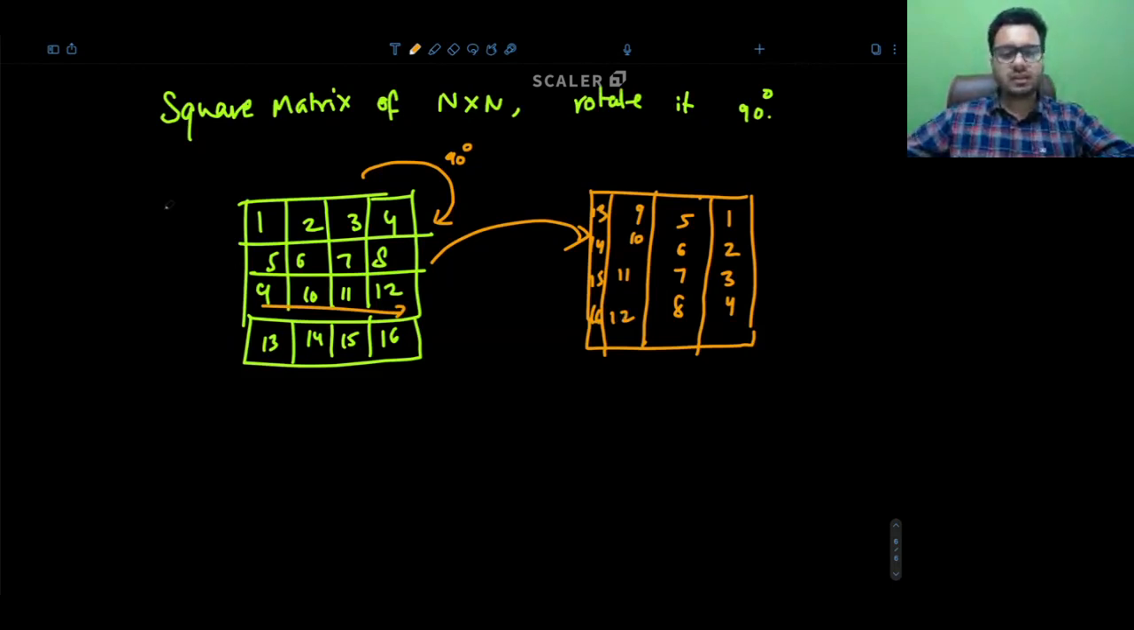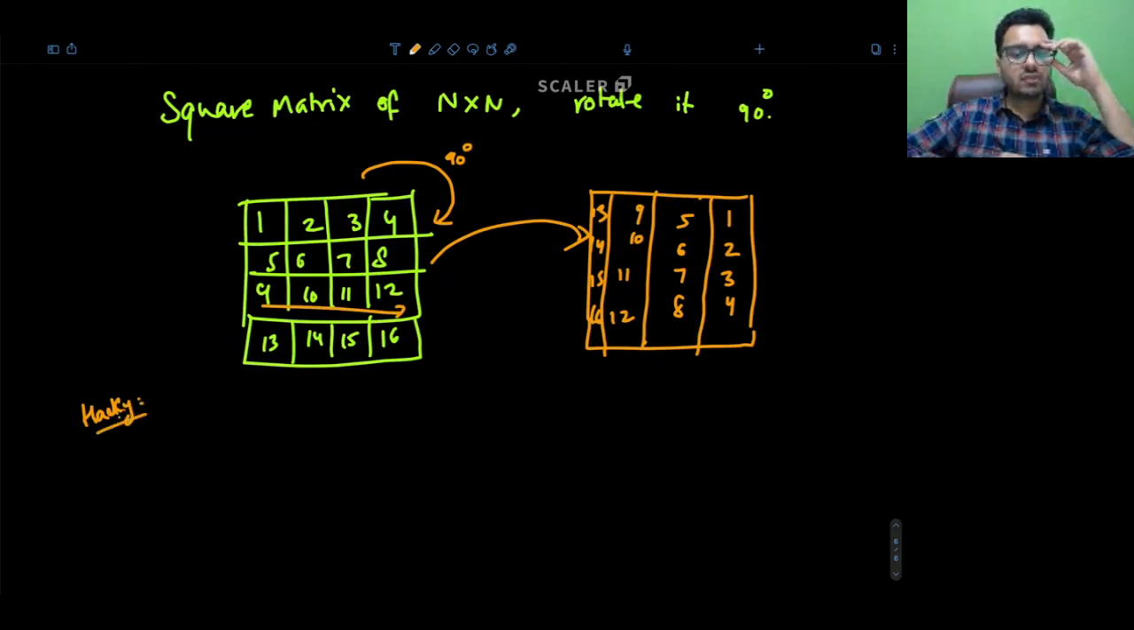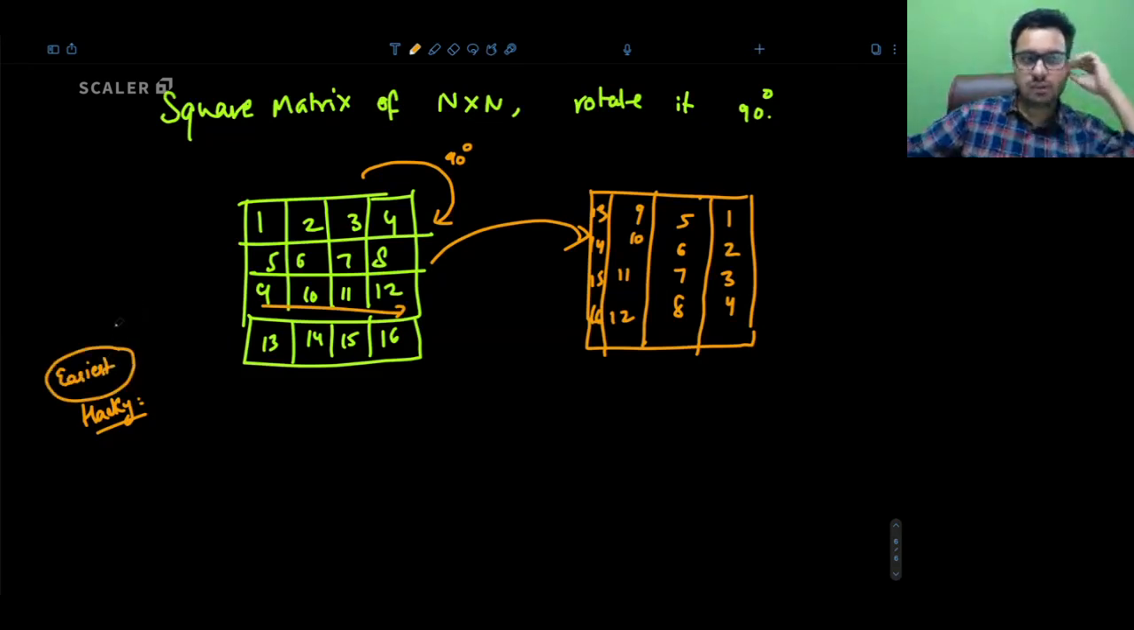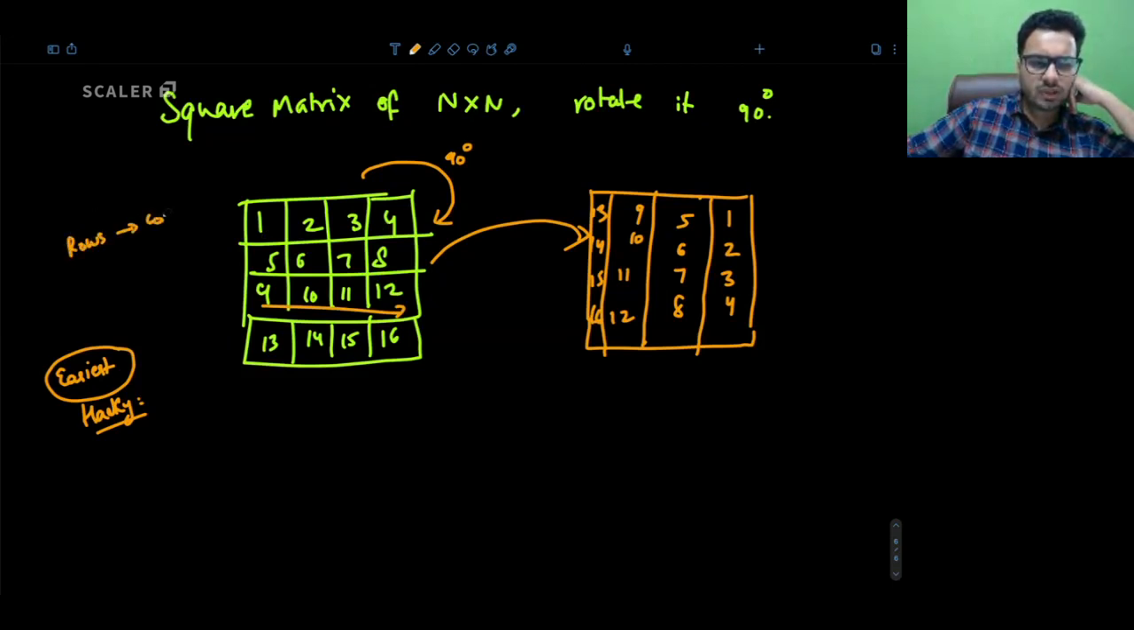Now there is actually a hacky way of doing it, and it is the easiest way also. I'll tell you how to do it. One thing you can observe is that the rows are getting converted into columns. So what operation converts rows into columns? Who will tell me?